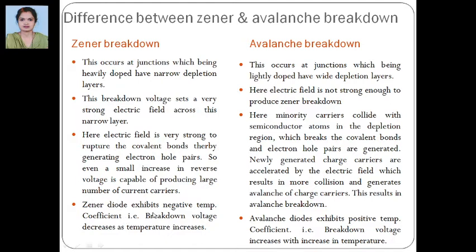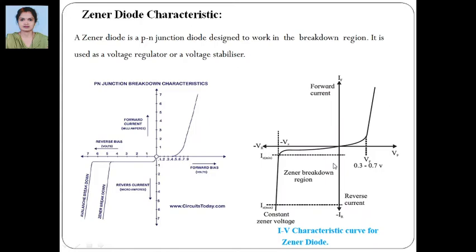A Zener diode exhibits a negative temperature coefficient, meaning the breakdown voltage decreases as temperature increases. The avalanche diode exhibits a positive temperature coefficient, meaning the breakdown voltage increases with an increase in temperature. So you have to remember these 4 points which are totally opposite to each other. Next we will go for Zener diode characteristics.